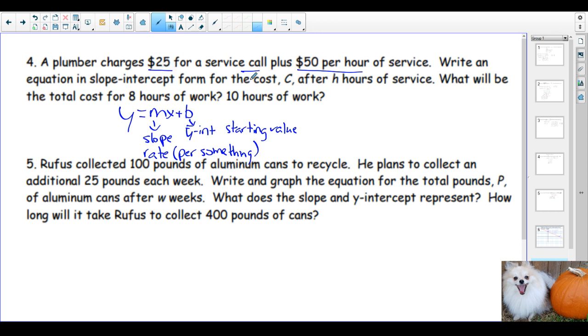So now let's just put this to work. We have $25 for a service call, $50 per hour. Which of those is the rate? And the key word here, it says per hour. That has to be the rate. And since it's for H hours of service, it'd be 50H, okay, that's our rate, plus what additional charge is there? Well, that's where this $25 comes in. It just happens one time. It's not every hour, just once. So plus 25. And that whole thing represents cost.